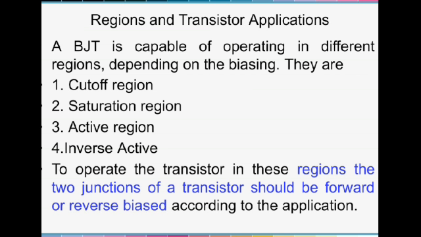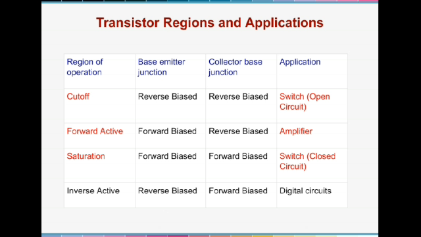That is, always, in a transistor, the two junctions of the transistor should be forward or reverse biased according to the application of the transistor. If we want to operate the transistor in the cutoff region, both the emitter base junction and collector base junction should be reverse biased. That is why the transistor can operate as a switch, that is, an open circuit.